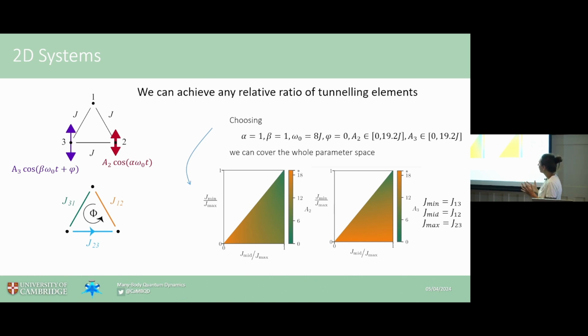And we show that we can cover this whole triangle just by changing the parameters of this drive. On the left-hand side, the color in the left-hand plot shows the A2 value to achieve that particular tunneling ratio, and the right-hand side shows the A3 value. You can see that in the top right-hand corner, these are both green, and that corresponds to the fact that if we don't drive the system, then we have a ratio of 1, 1, 1 between all the driving elements. Then we can achieve any desired ratio between these elements just by adjusting these driving amplitudes.